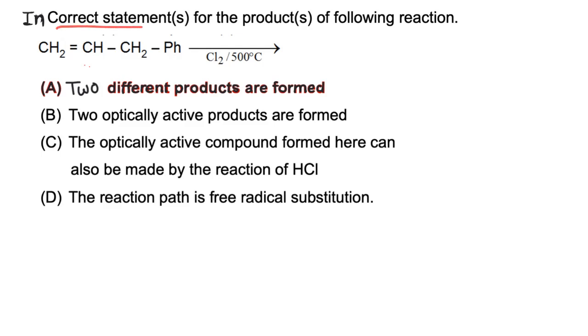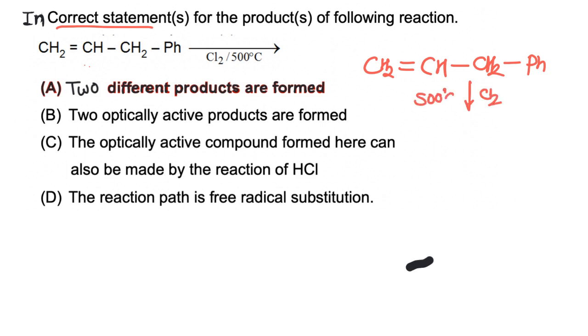In this question we have to find the products when CH2=CH-CH2-pH is treated with chlorine at 500 degrees Celsius. Now this reaction takes place via a free radical substitution reaction, and the radical is formed at that position where the most stable free radical is formed. This is a case of allylic substitution.